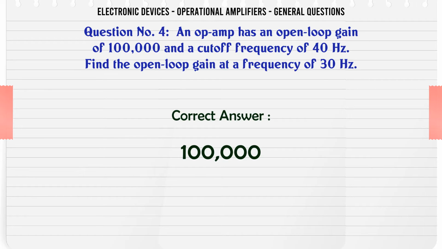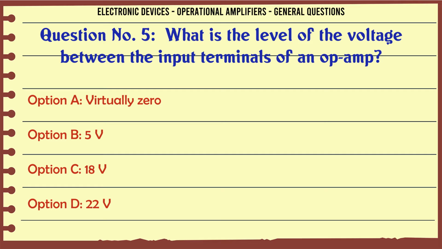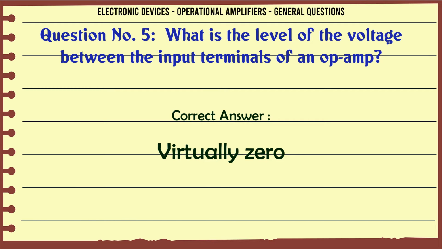What is the level of the voltage between the input terminals of an op-amp? A. Virtually zero. B. 5 V. C. 18 V. D. 22 V. The correct answer is virtually zero.